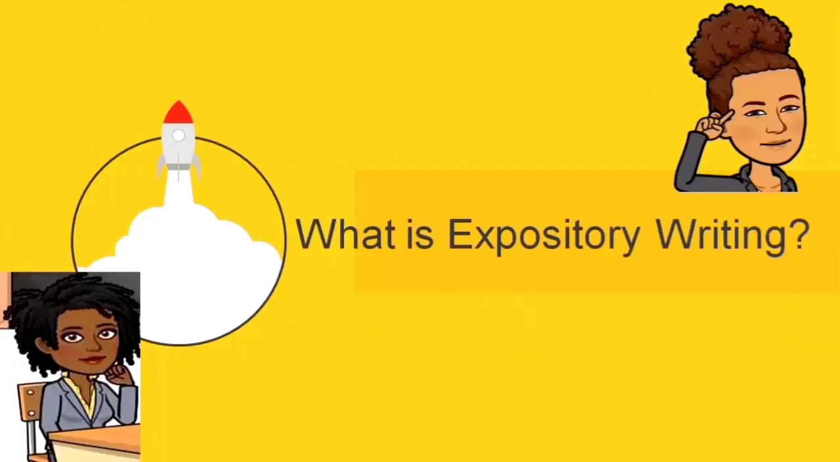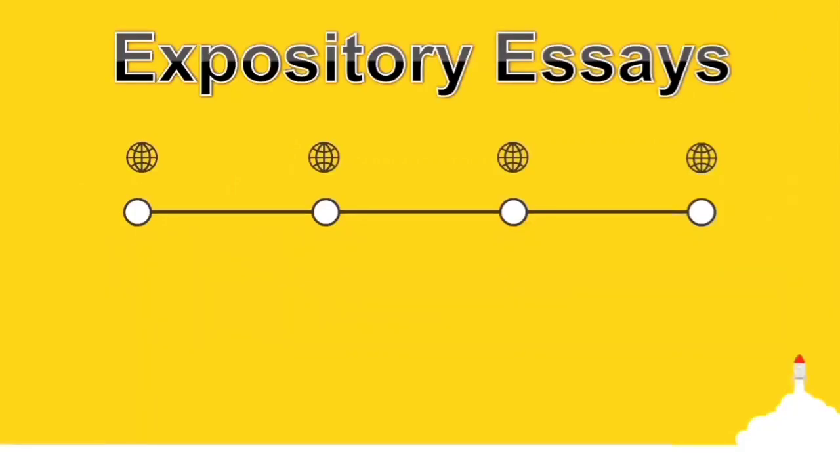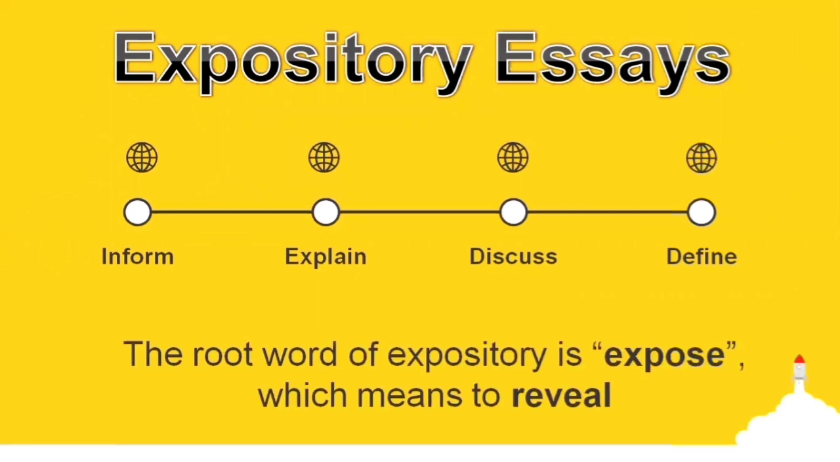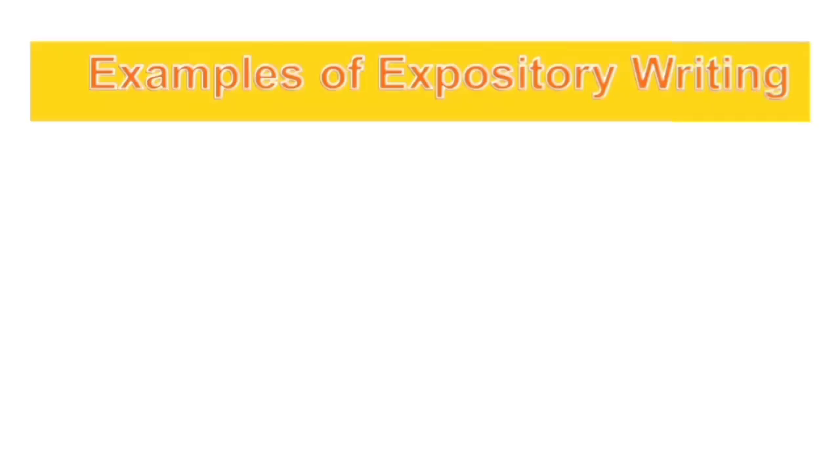But what is expository writing? Simply put, expository writing, with our expository essays, they inform the reader, they explain the idea, they discuss, and they define. The root word of expository is the word expose, and expose means to reveal. So our essays are revealing as we go. Now, let's look at some examples of expository writing. Where can we find this type of writing around us?